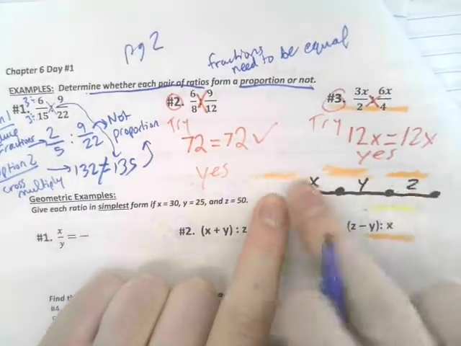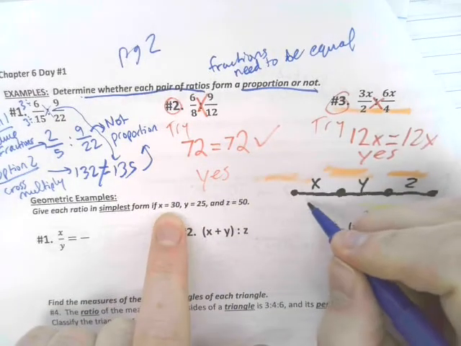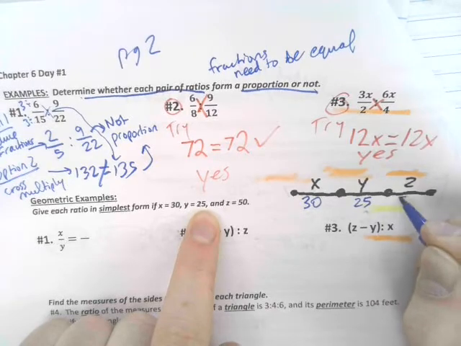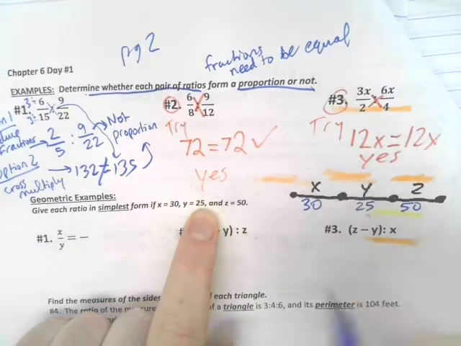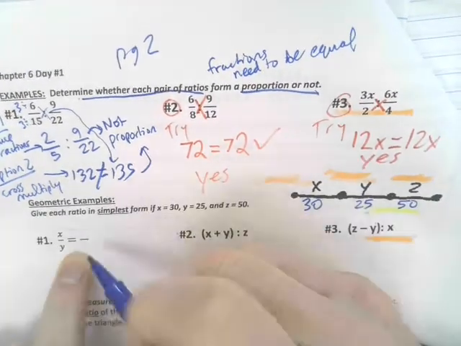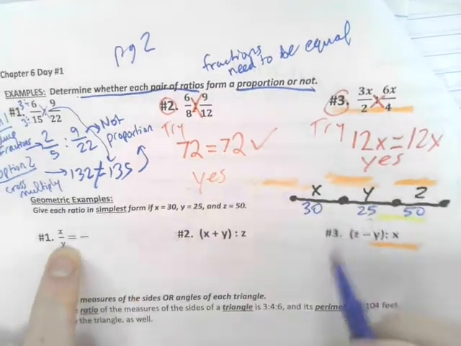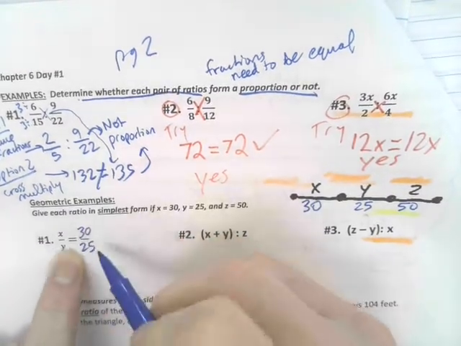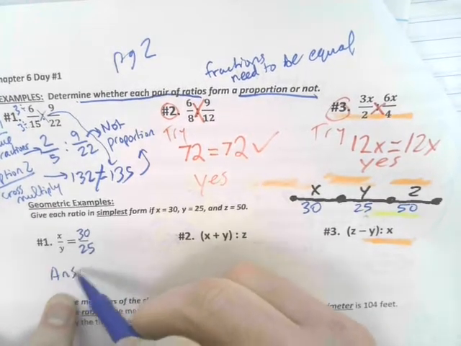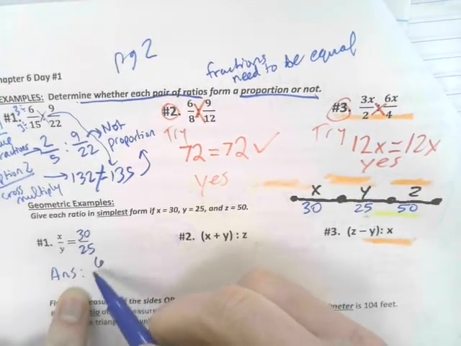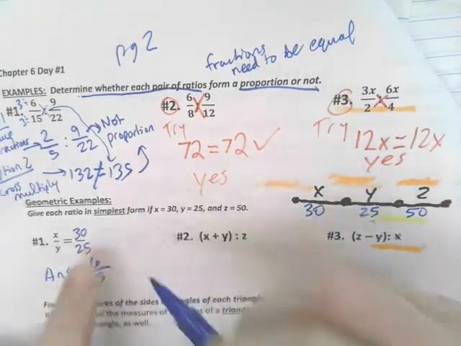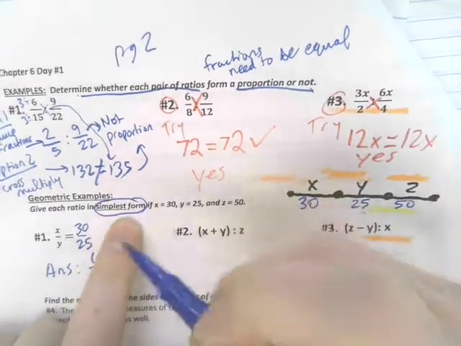So we have a line segment, and we know that x has a length of 30, y has a length of 25, and z has a length of 50. And so if we're going to do the ratio of x over y, that would be 30 over 25, which you guys know reduces down to 6 over 5. So we want to obviously write these in simplest form, is the key.